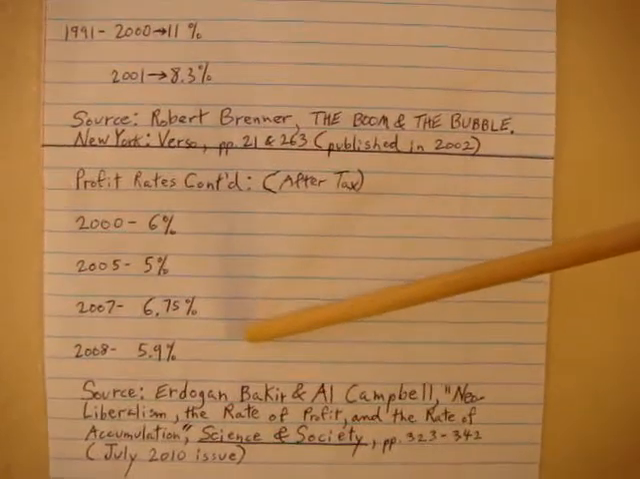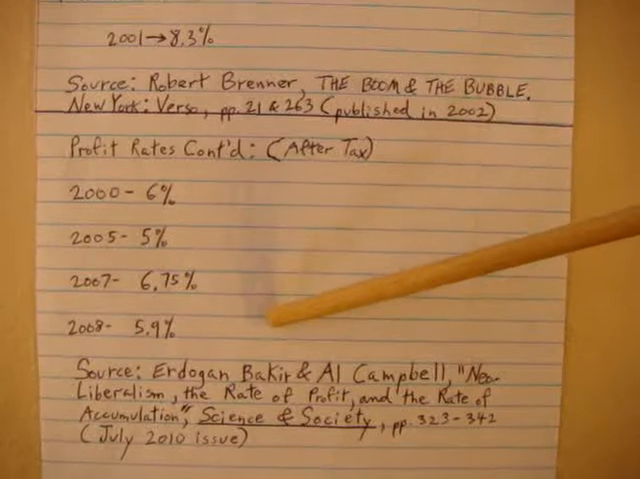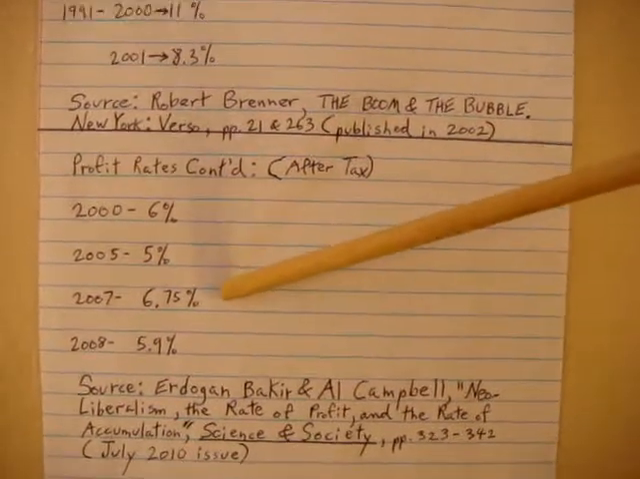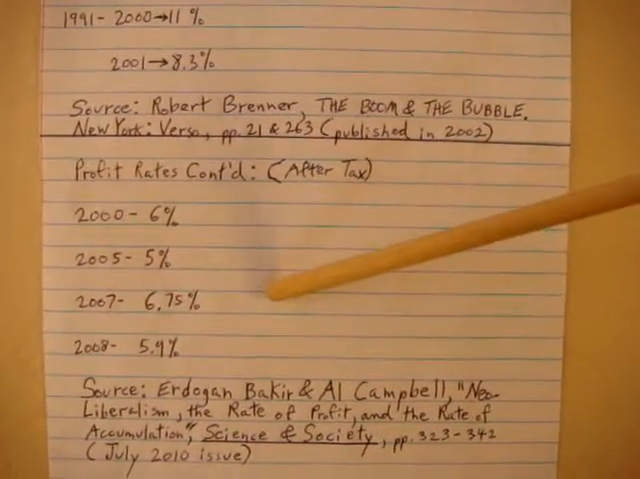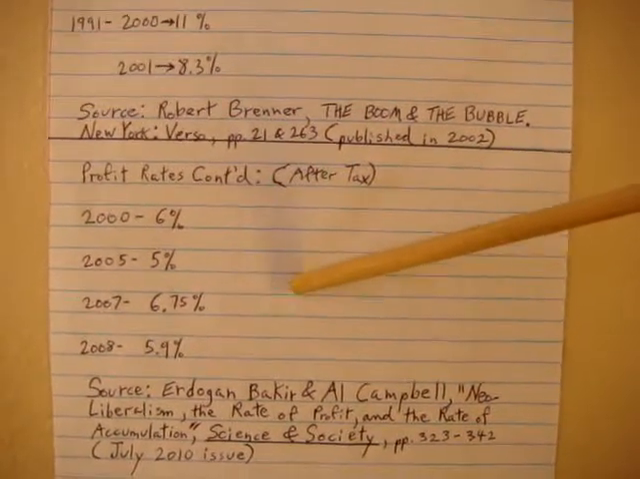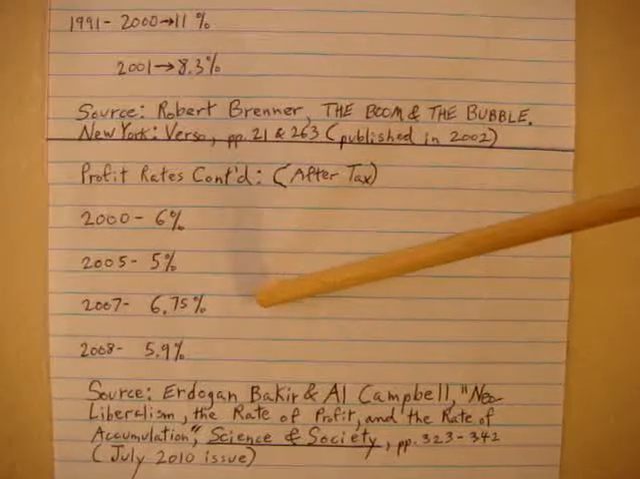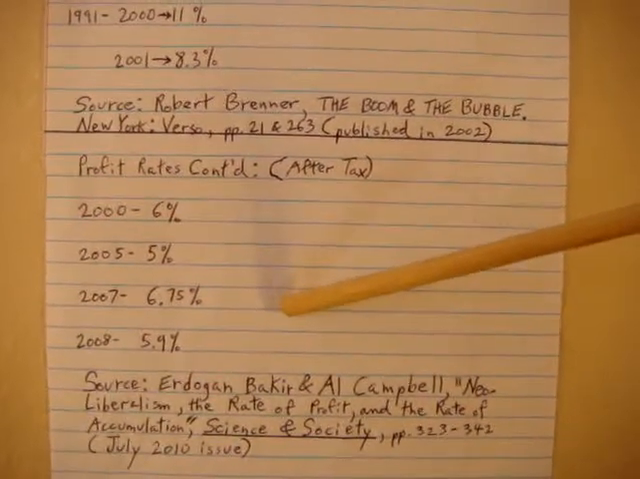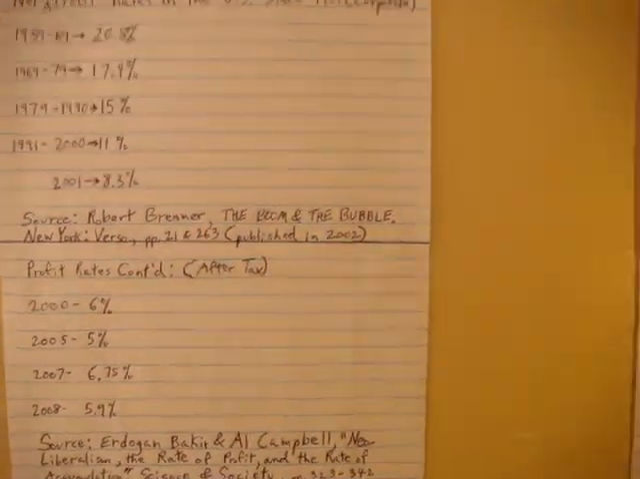There was a Bear Stearns crisis in February of 2008. 2007, the recession actually begins in December, but before that point, the economy was turning acceptable profits, I guess, and that's why the figure is that high. All right.